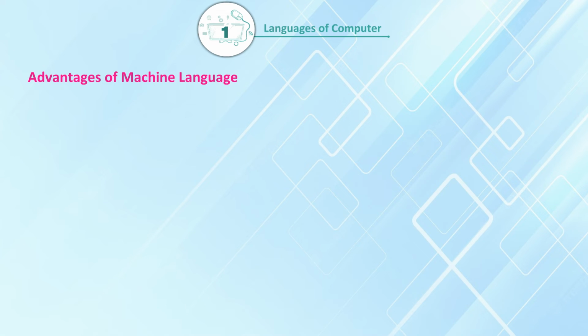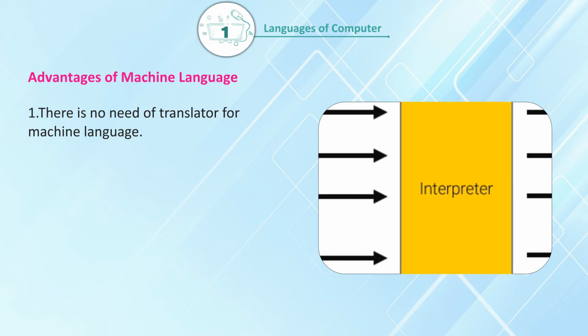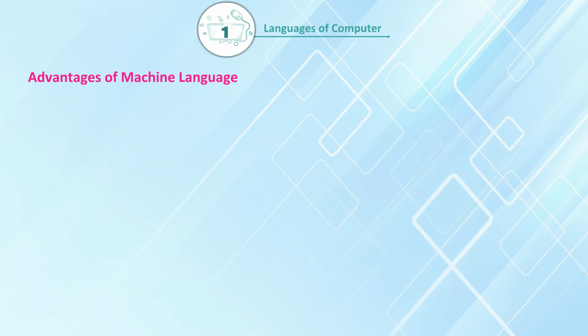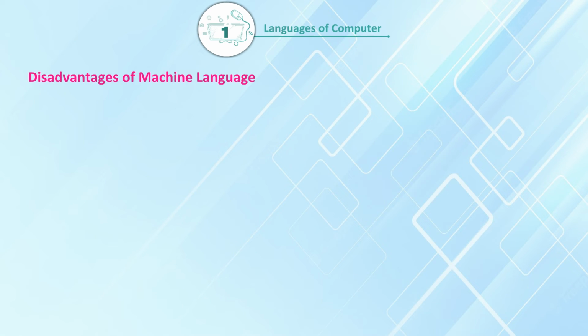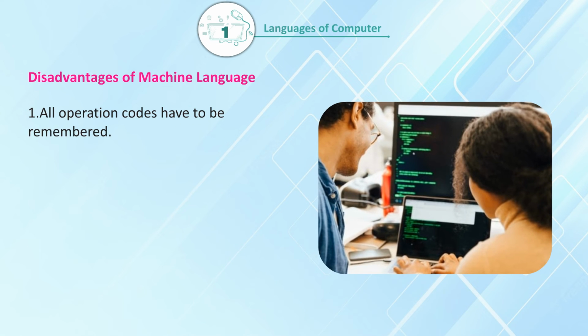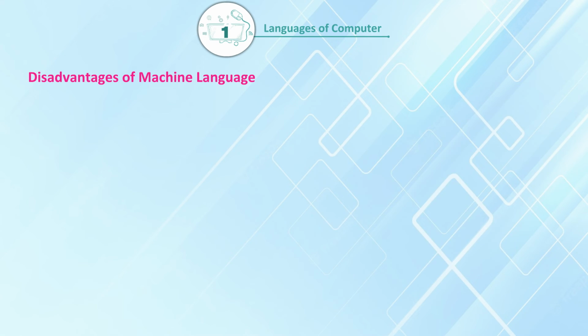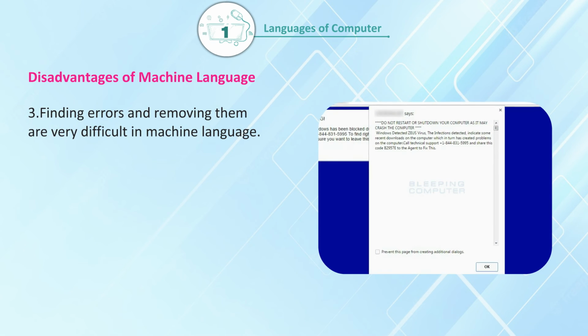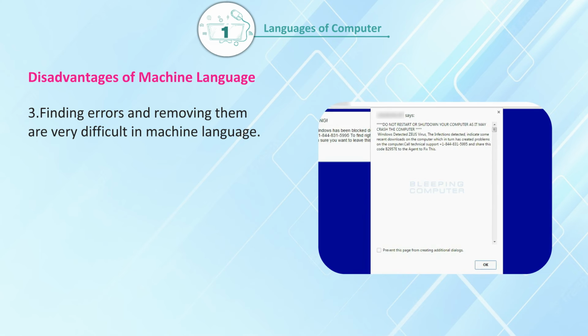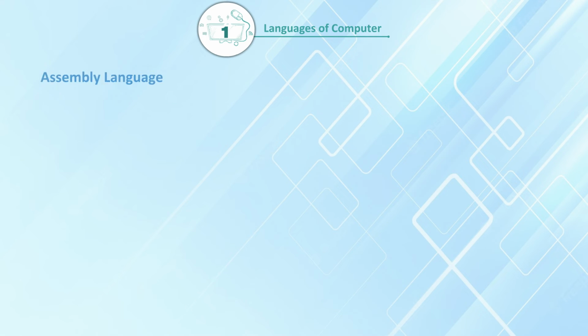Advantages of machine language: there is no need of a translator for machine language. It makes fast and efficient use of the computer. Disadvantages of machine language: all operation codes have to be remembered. All memory addresses have to be remembered. Finding errors and removing them is very difficult in machine language.